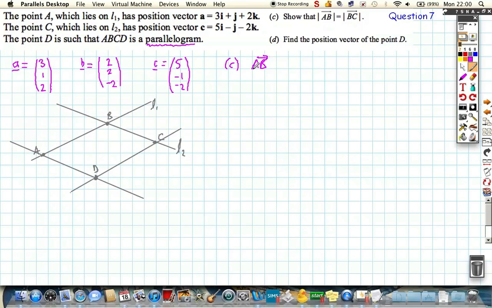One way you can do it is by common sense. If you want to travel from A to B, you just need to work out how you get from 3 to 2 in the I components, 1 to 2 in the J components, and from 2 to minus 2 in the K components. Or you can do the expression that works the same way. You can do the position vector B minus the position vector of A.